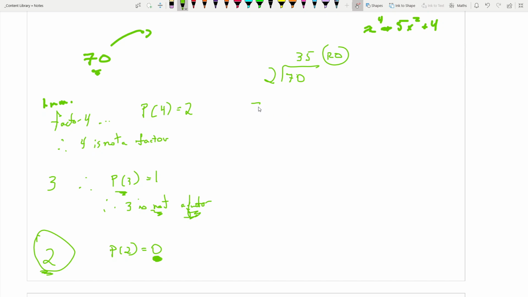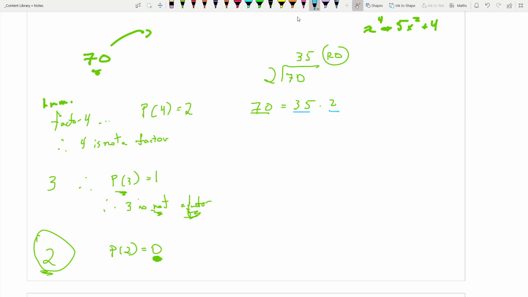What can I conclude? That 70 is equal to 35 times 2, right? Our divisor times our quotient gives our dividend. So this is my polynomial. What is important to note is that 2 is my prime factor. So 2 is going to be there. I can't break up 2 anymore. However, I still have this composite number here, 35. In other words, there are probably more prime factors.